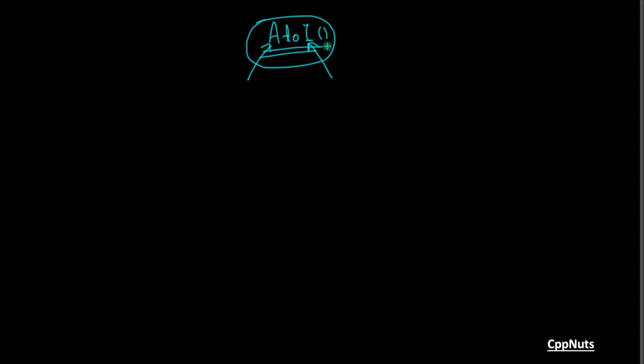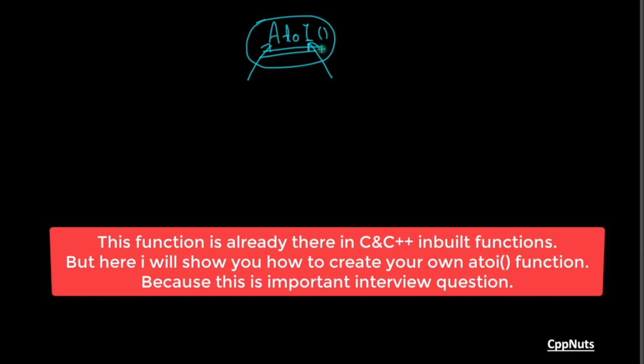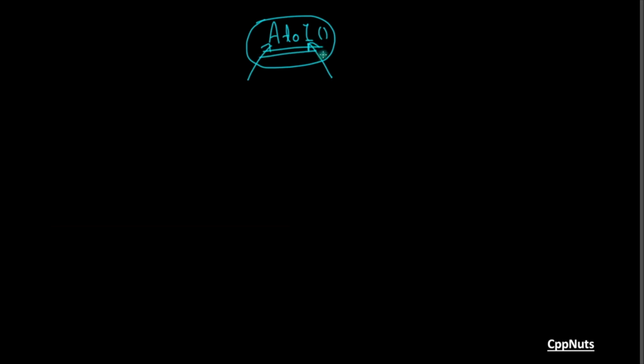So let's see first the use of this function. Then we'll go and create our own function of this type, because lots of interviews ask you to implement an atoi function. Okay, so the use of this function is it will convert your string into an integer, but that string should contain numbers like 1, 5, 9, 0, 8.